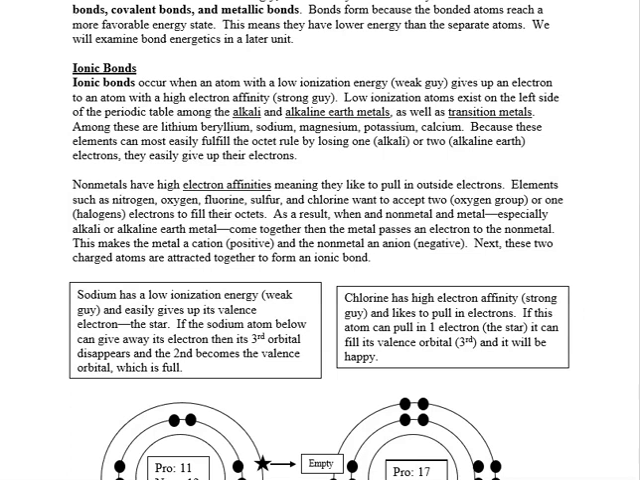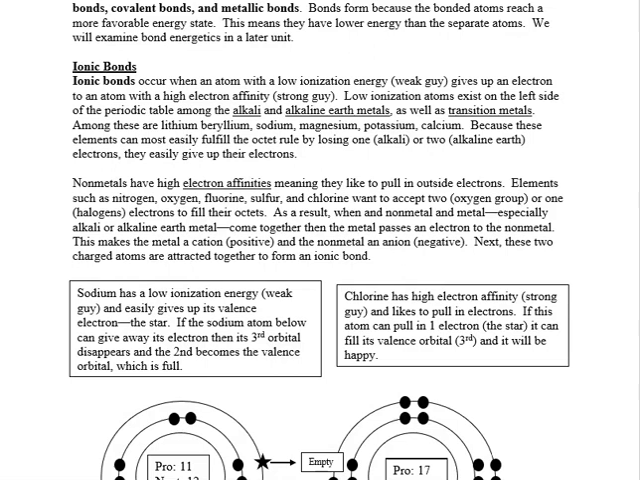As a result, when a nonmetal and metal, especially an alkali or alkaline earth metal, come together, then the metal passes an electron to the nonmetal. This makes the metal a cation, positive, because it has more positive than negative charge, because it's lost an electron, and the nonmetal an anion, negative, because it's gained an electron, it's gained a negative charge. Next, these 2 charged atoms are attracted together to form an ionic bond.